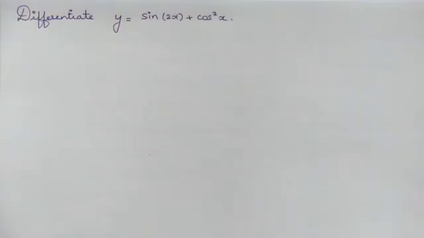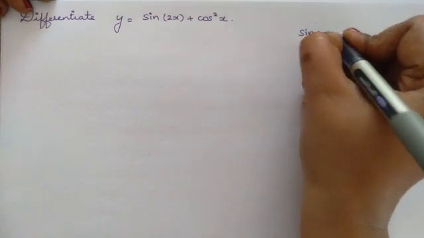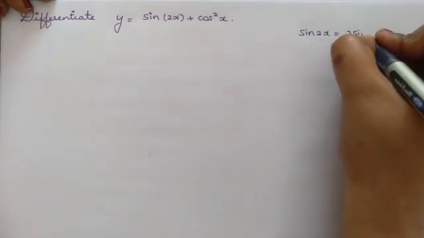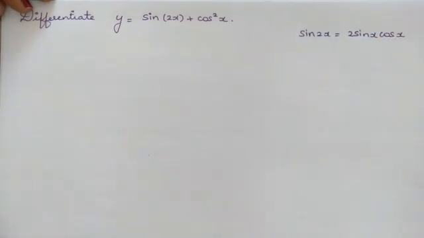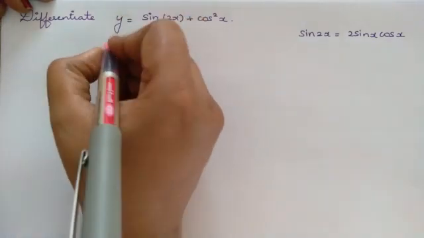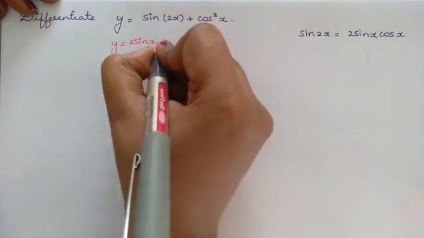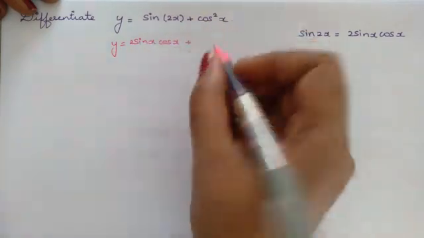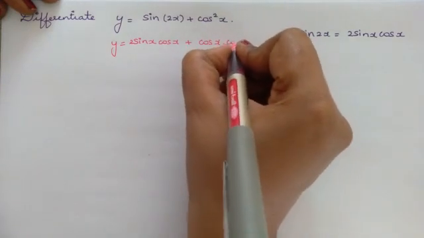Differentiate y equal to sine 2x plus cos square x. Let's differentiate it. Before we start, since we know that sine 2x equal to 2 sine x cos x, let's replace that here. So this can be written as y equal to 2 sine x cos x plus cos square x, we will write it as cos x into cos x.